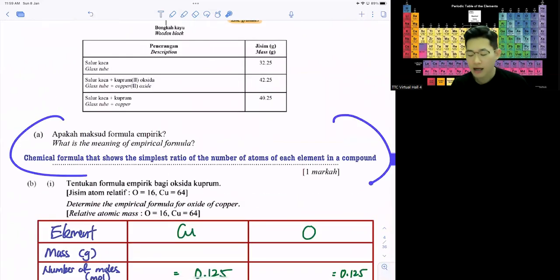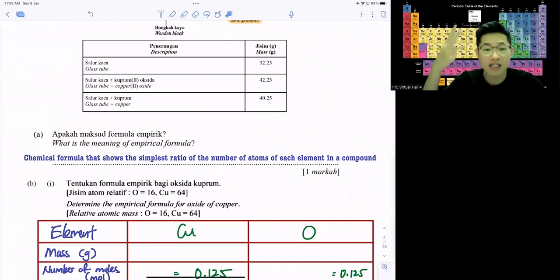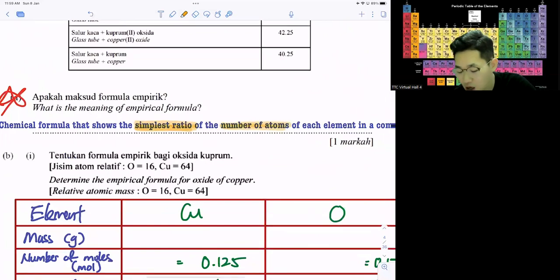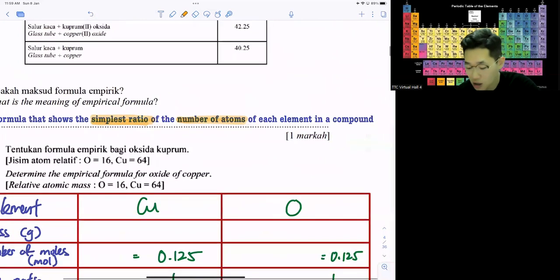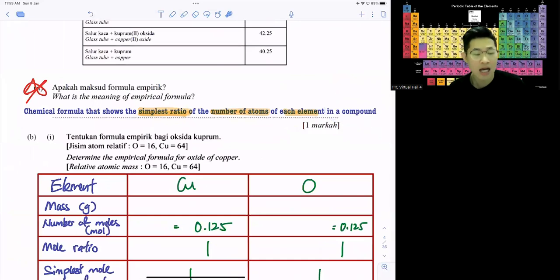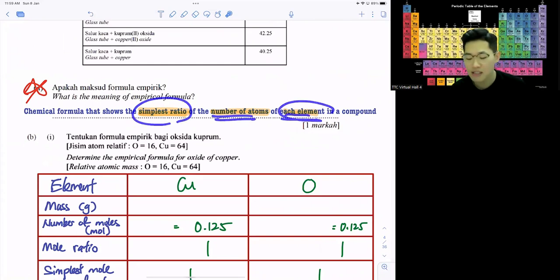So, as mentioned in the tips, the meaning of empirical formula is important. This one: chemical formula that shows the simplest ratio of the number of atoms of each element in a compound. You have to memorize that, okay? You have to write down the whole thing. Otherwise, they will minus one. The simplest ratio, number of atoms of each element. Each element means each type.